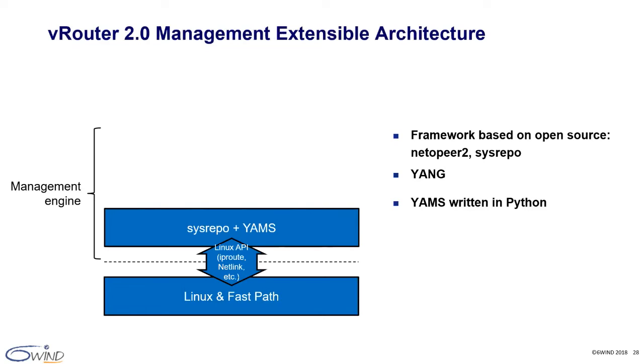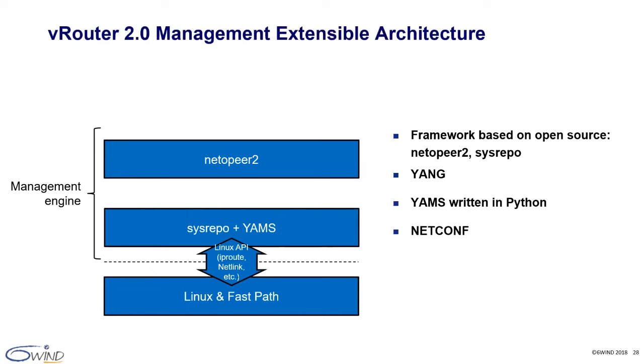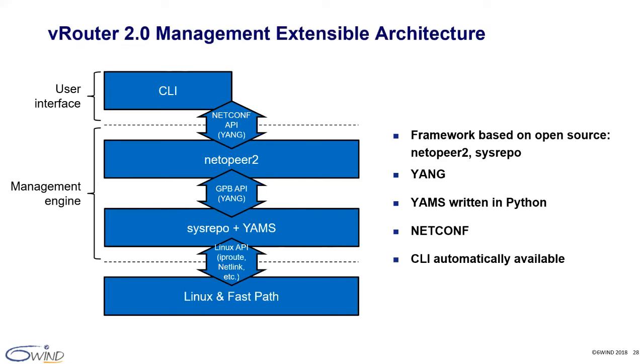On top of sysrepo and YAMS, we provide a NETCONF server based on the netopeer open source project. It interacts with sysrepo using the Google Protocol Buffers APIs and exposes the NETCONF API to the user interface. This API is used by our vRouter CLI that is automatically generated from the Yang models. And also, it is available to vRouter users for integration with their own management systems.